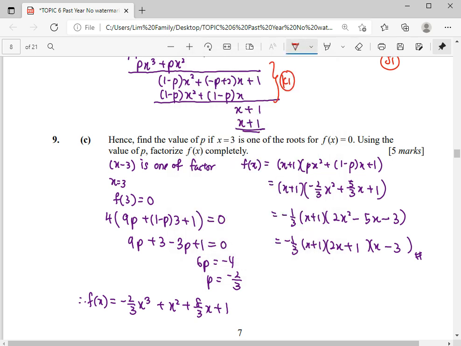So what is important here? First, our method to find our p, and then we substitute our p here to do the factorize completely answer.